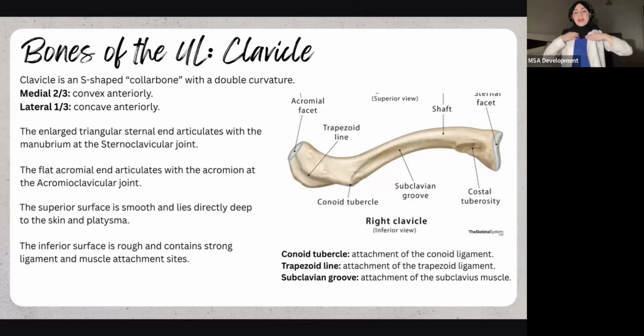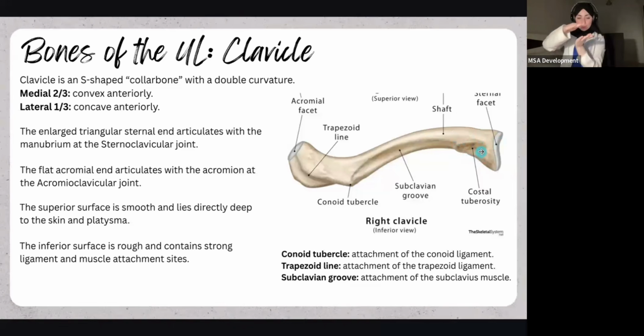Superiorly, think of it as very smooth. Why is it smooth? Because it doesn't have many structures attaching to it. But inferiorly, there are a lot more ligaments and muscles attaching. So imagine, would you want a rough surface or a smooth surface for you to attach to things? Of course, the rough one. Now, inferiorly, this is very important. Again, I want you to orient yourself: superior, inferior. Inferiorly, this is going to be the medial portion, the thick, triangular, proximal or medial portion of the clavicle.